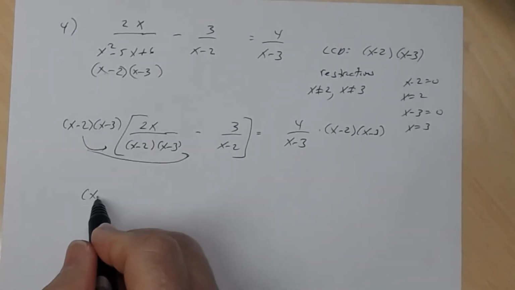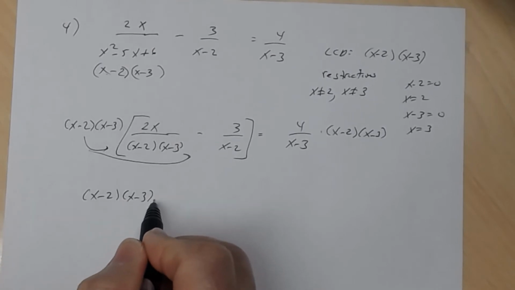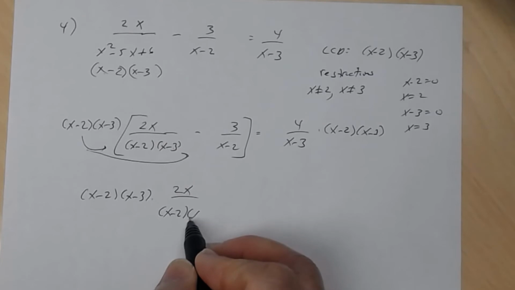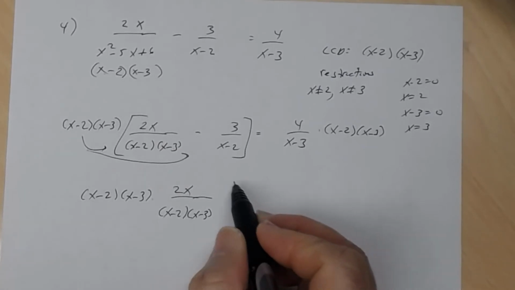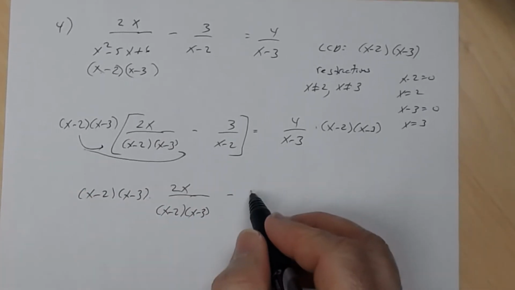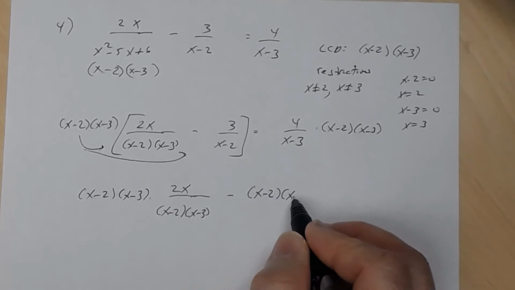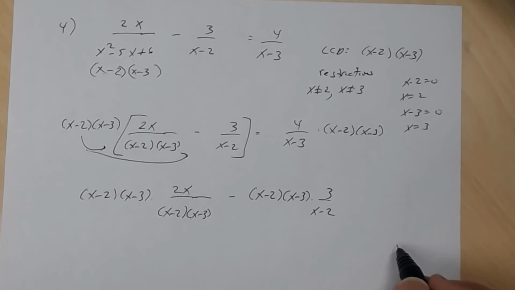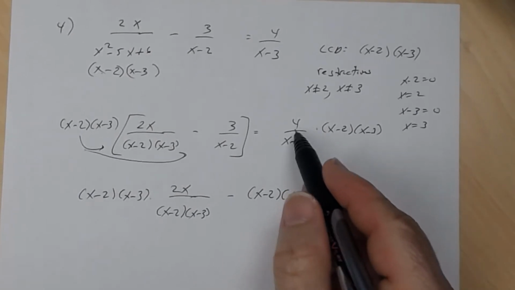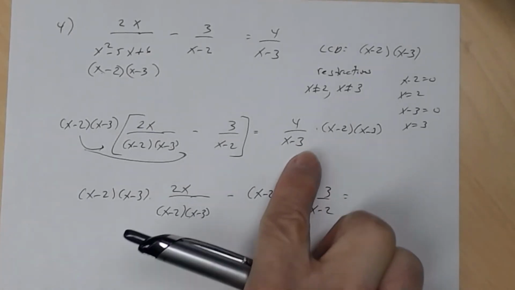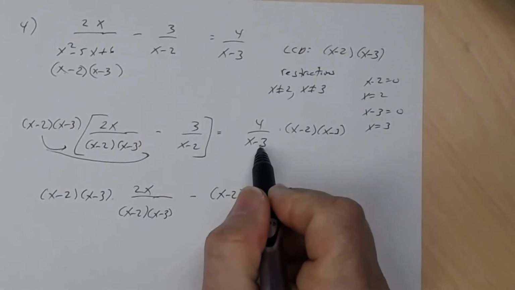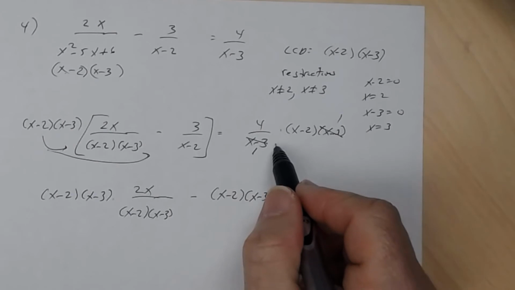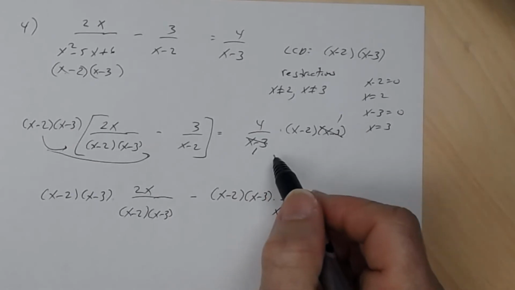So I'm going to say the LCD times the first rational expression, x minus 2, x minus 3, minus the LCD, x minus 2, x minus 3, times the second rational expression, equal. And then at this point, let's just go ahead and reduce this. So notice right here, this x minus 3 reduces to this x minus 3. Get factors of 1. Make sure you put factors of 1s in those places.